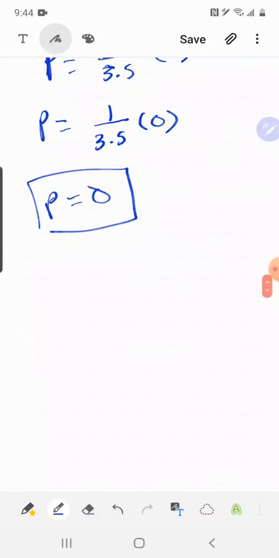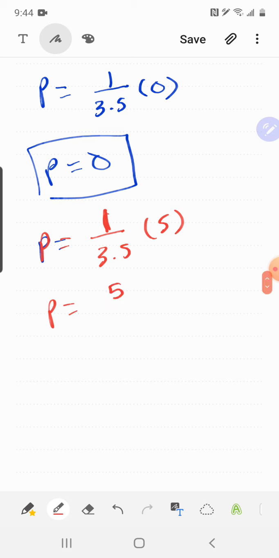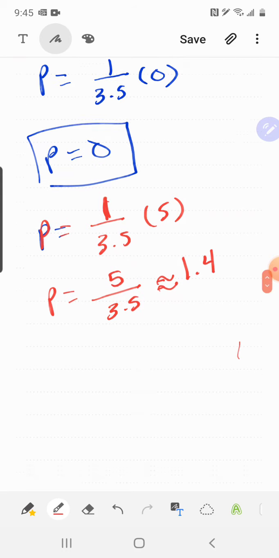The next one that I have, it says 5 minutes. So I got P. Let me change the color for you. So I got P is equal to 5 over 3.5, and so now in my calculator, I get P is equal to 5 divided by 3.5, and I get approximately, because it says round to the nearest tenth, 1.4. So in 5 minutes, he can type 1.4 pages.